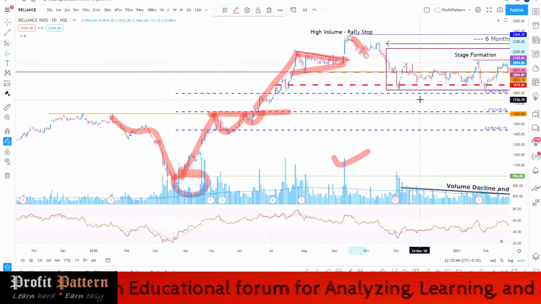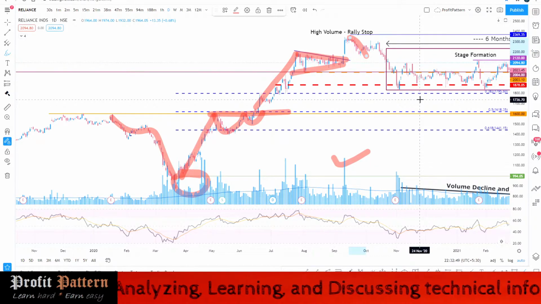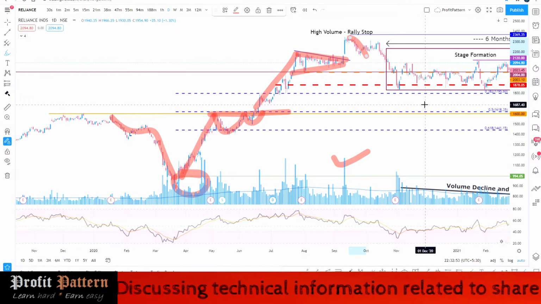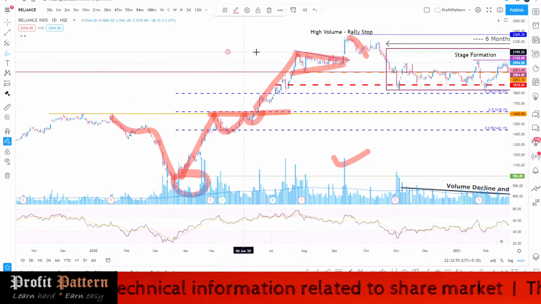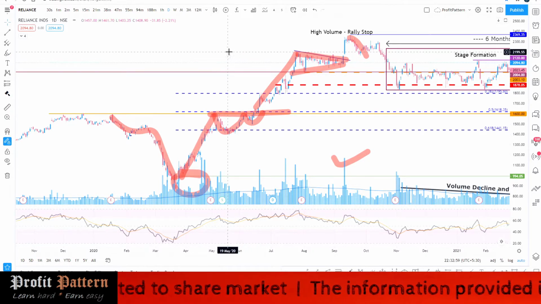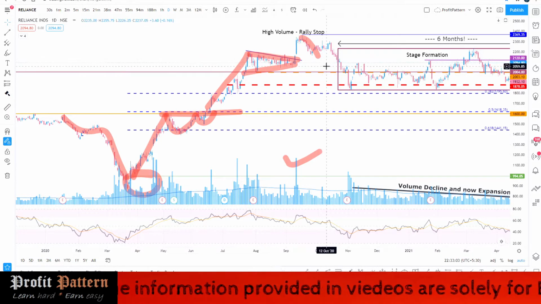By the way, Reliance Industries belongs to many sectors, but the main sector is the energy sector, and the energy sector was also not doing well. We will examine that sector as well just after this, and there were other reasons too.